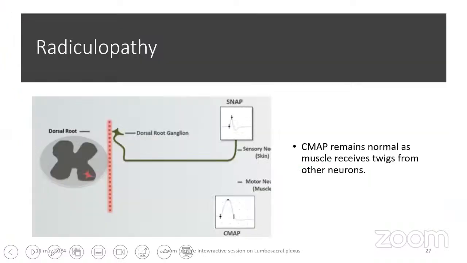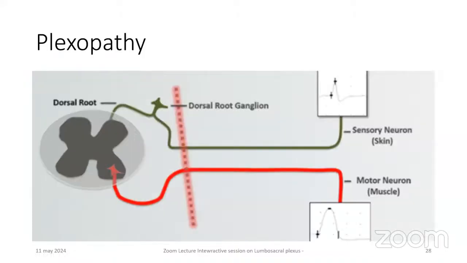So you look at the radiculopathy. The CMAP remains normal as the muscle receives twigs from the other neurons. This is the compound muscle action potential. In radiculopathies, it won't show any change. And also the SNAP is preserved. The radiculopathy is proximal to the dorsal root ganglion. So that is the problem here. So the SNAP is preserved. The CMAP may not reduce in amplitude, but F wave may be prolonged.